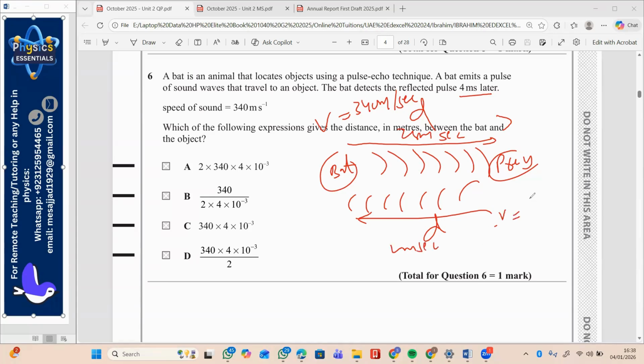So from here the velocity will be, because the wave is covering the double distance, 2d over time, and from here d will be v times t divided by 2. So just v is 340, time is 4 into 10 raised to the power minus 3 because it is millisecond, and 2. So whatever the answer is for this one, I believe it is D, right?